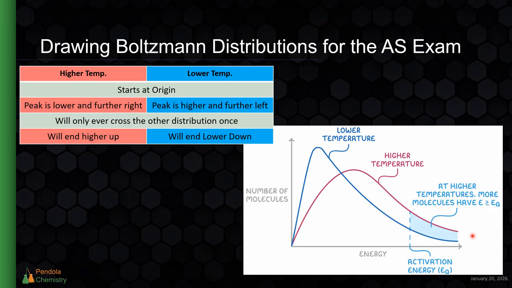Now, the shape is always going to be the same. It's going to be a hill, and then it's going to slow down, but it's never going to touch that x-axis. So it's going to be a hill that then slows down and slowly flattens out.